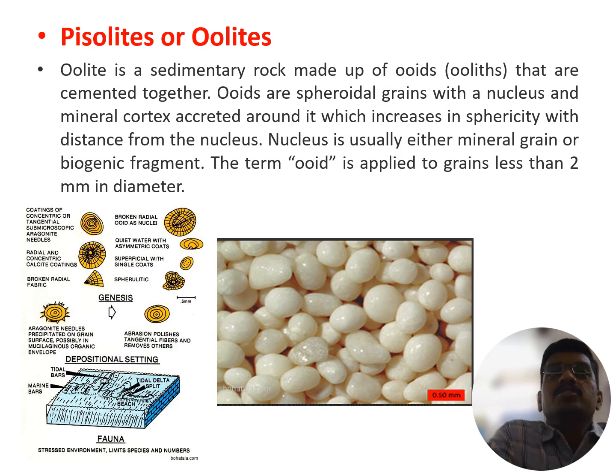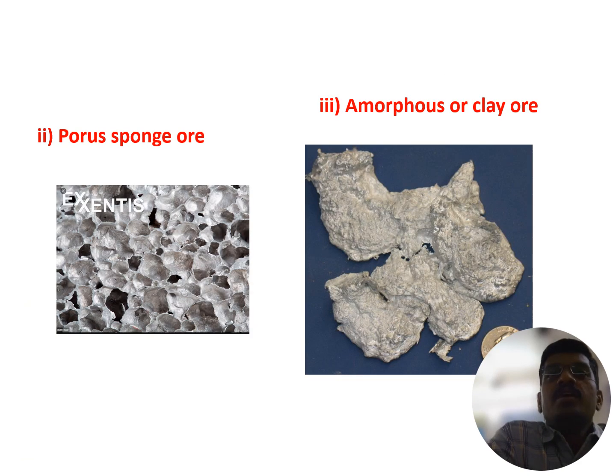The next form is called oolites. Oolite is a sedimentary rock made up of ooids that are cemented together. Ooids are spherical grains with a nucleus and a mineral cortex accreted around it, which increases the sphericity with distance from the nucleus. The nucleus is usually either a mineral grain or a biogenic fragment. The term ooid is applied to grains having less than 2 mm diameter. Here the oolite diagram is given. The next form of aluminium ore is the porous sponge ore, which is given in the diagrams. The next one is called amorphous or clay ore.